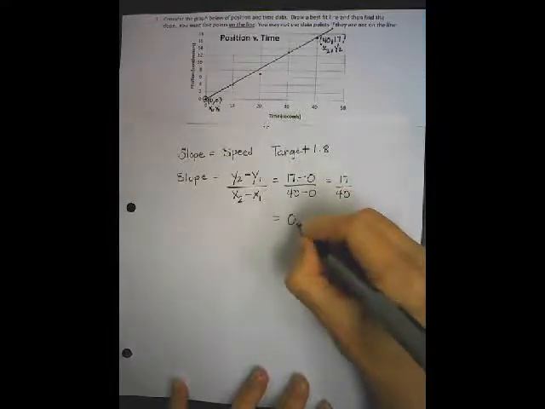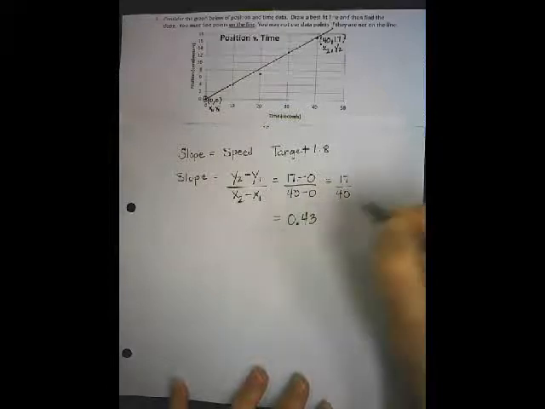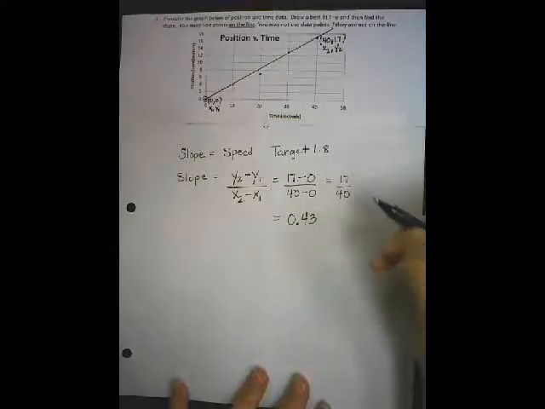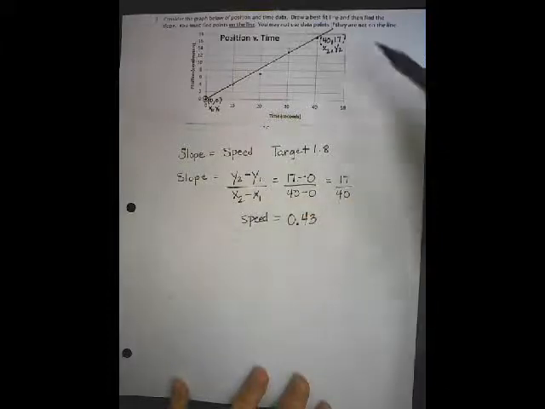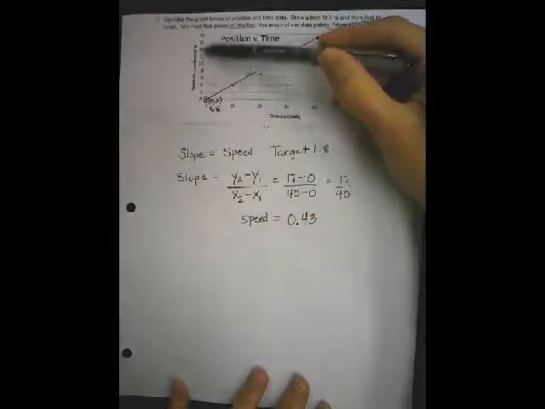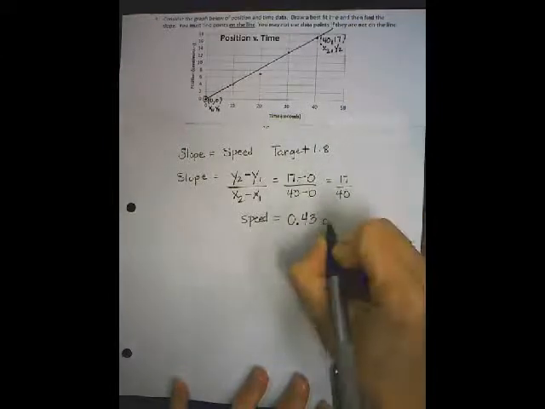Okay, well, this is a speed, remember. This is not math, this is physics, so we have to add units to it. If you look on the y-axis, because we did our y's on the top, we have centimeters. On our x-axis, we have seconds. So speed units of centimeters per second. Hopefully this was helpful in reviewing some slopes.